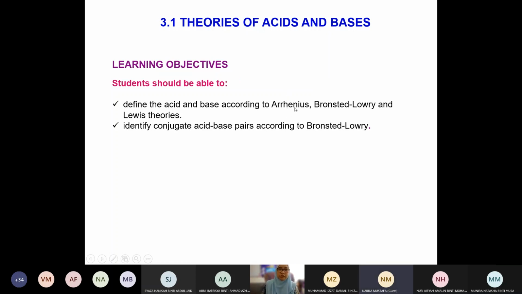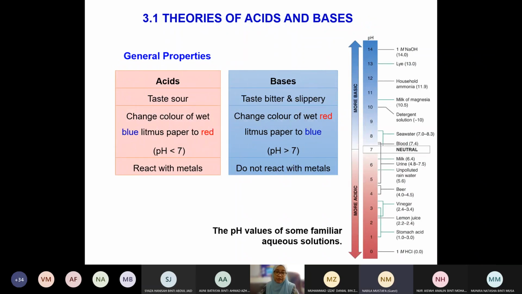I'm not sure whether you guys have been introduced to that. But in my time, no, there was no introduction to this Arrhenius. We just know that acid produces H+, base produces OH-. That is all. So in foundation syllabus, we have the theories, and then we identify the conjugate acid-base pair according to Bronsted-Lowry. The most famous one that is usually asked in the exam is from Bronsted-Lowry. Famous, but not necessarily that the others won't come out.